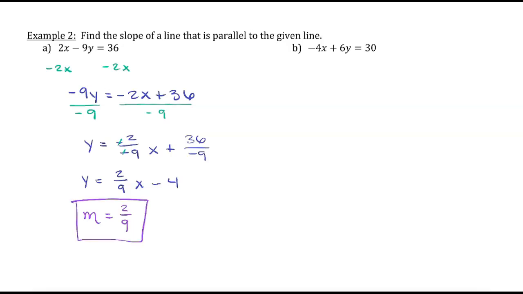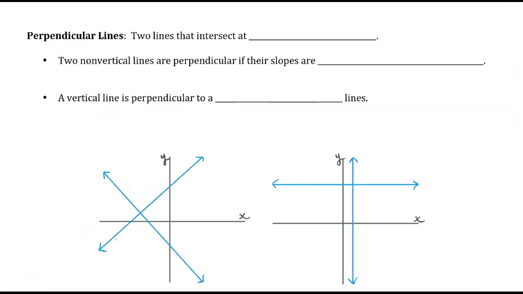Now let's switch to talking about perpendicular lines. Two lines are perpendicular if they intersect at exactly 90 degrees, or right angles. We can see this in our first picture here. Notice that these two lines go in the exact opposite directions, and so when they meet up, they meet at exactly 90 degrees and form 4 right angles.